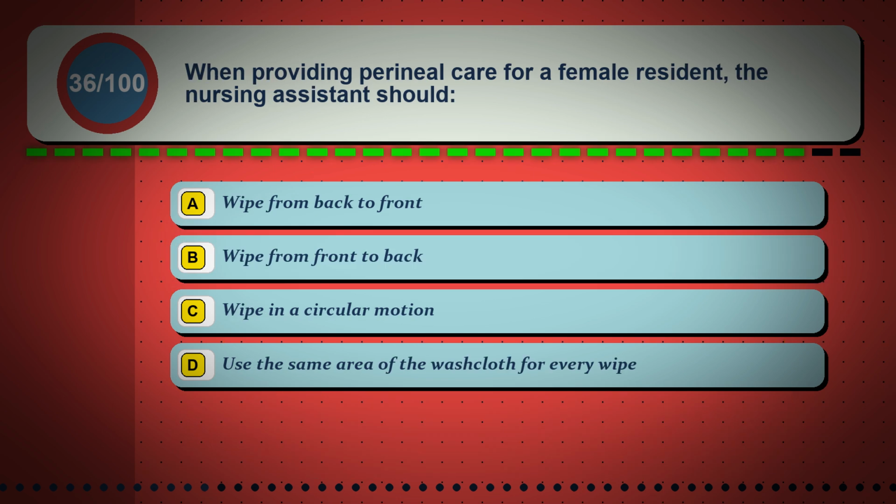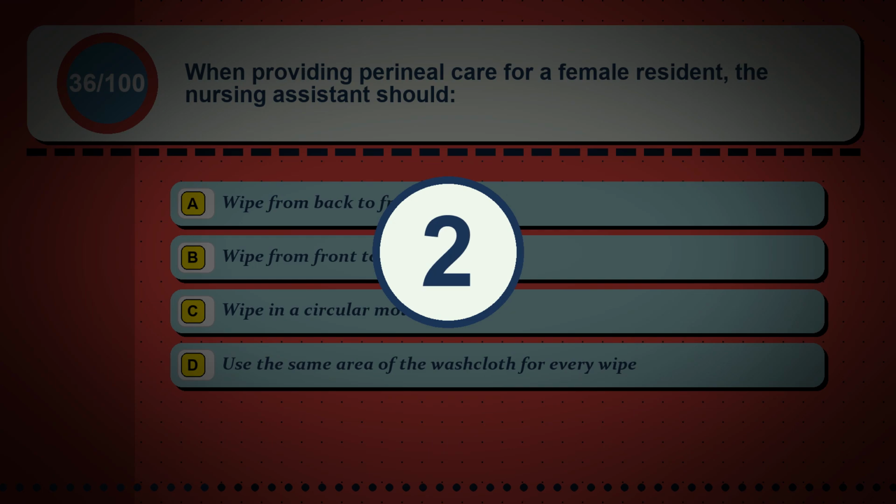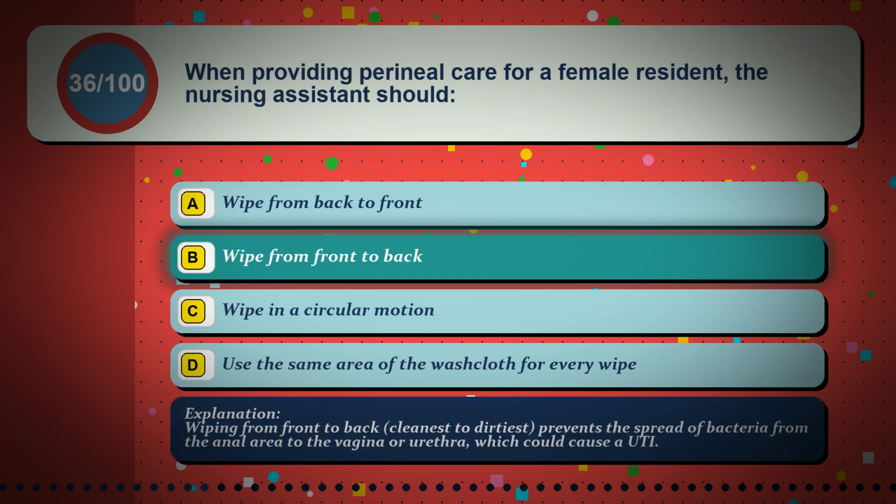Question 36. When providing perineal care for a female resident, the nursing assistant should option A, wipe from back to front. Option B, wipe from front to back. Option C, wipe in a circular motion. Option D, use the same area of the washcloth for every wipe. The correct answer is option B, wipe from front to back. Wiping from front to back, cleanest to dirtiest, prevents the spread of bacteria from the anal area to the vagina or urethra, which could cause a UTI.